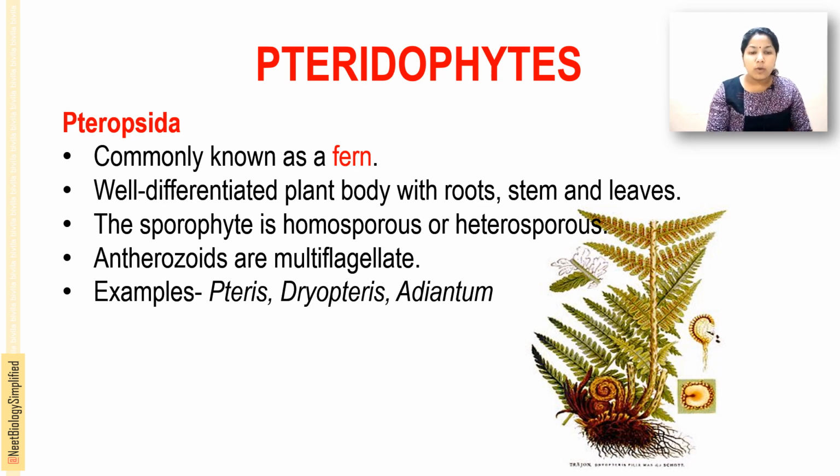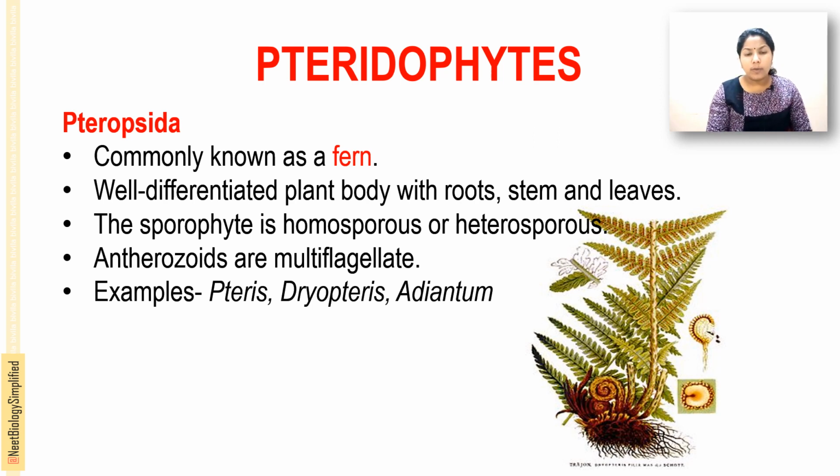Next is the Pteropsida, commonly known as the ferns. They have a well differentiated plant body with roots, stems and leaves. The picture is clearly visible. The sporophyte is homosporous or heterosporous. There may be a single type of spore, or two types of spores may be produced, that is heterosporous. Antherozoids are multiflagellated. In this picture you can see an antherozoid with multiple flagella. Examples: Pteris, Dryopteris, Adiantum.